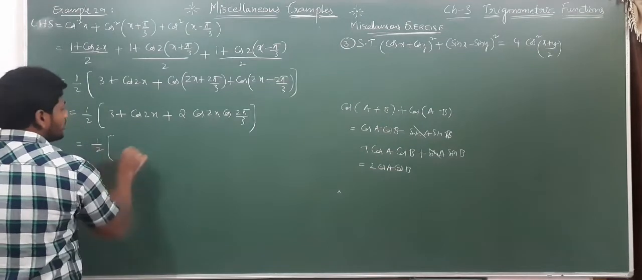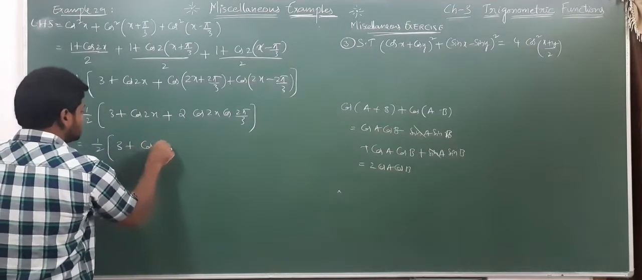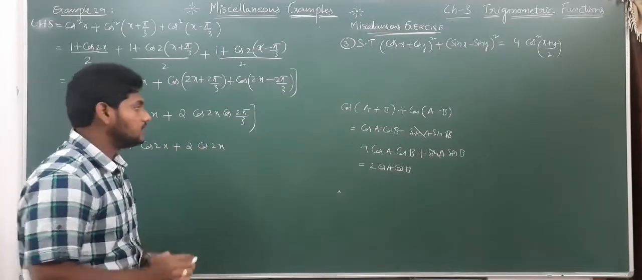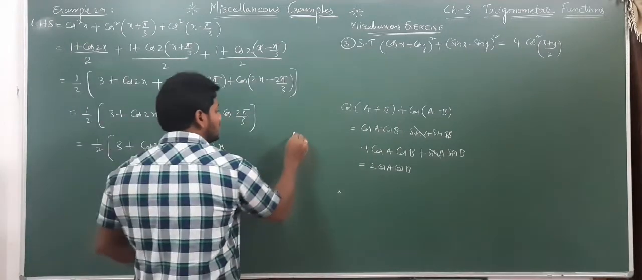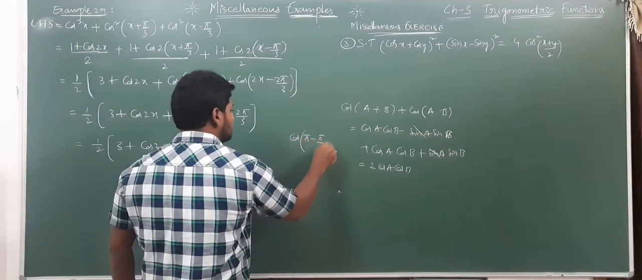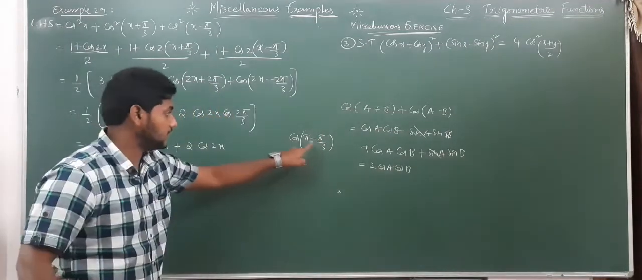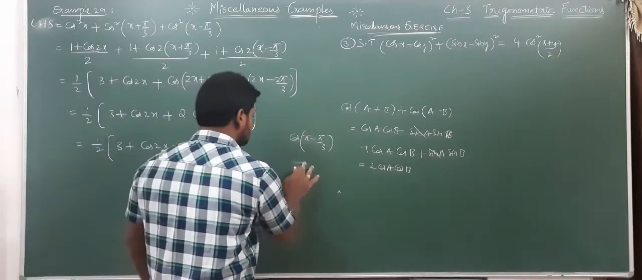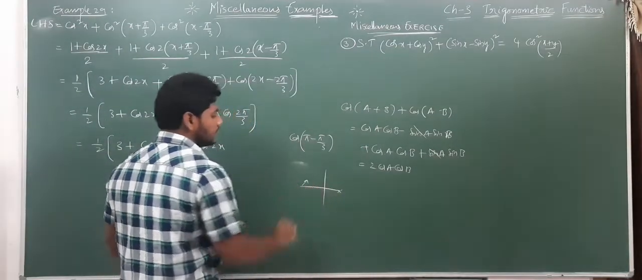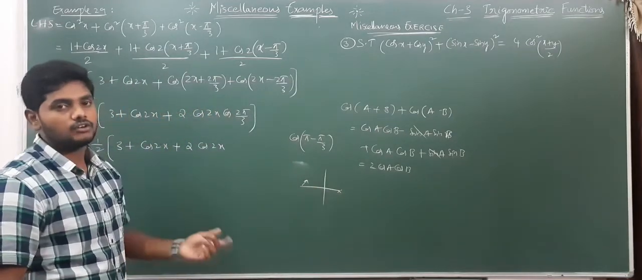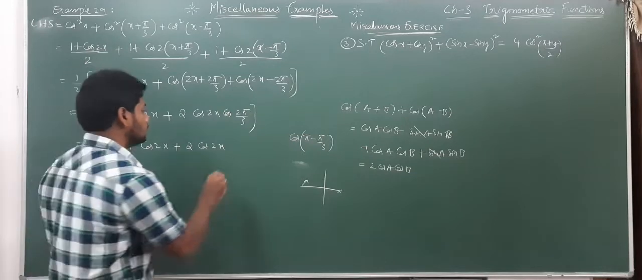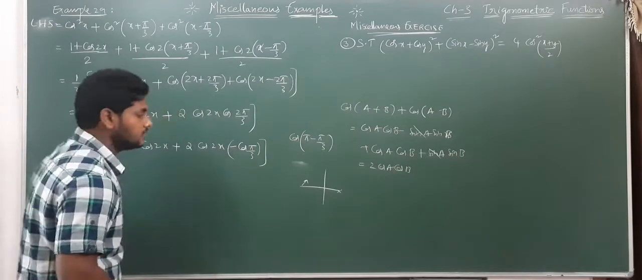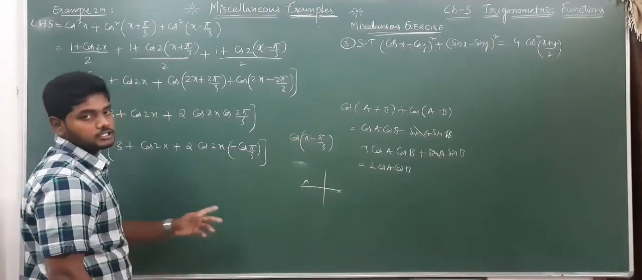In previous problems also I have applied that. That is 3 plus cos 2x plus 2 into cos 2x into cos 2 pi by 3. Cos 2 pi by 3 we can write as cos of pi minus pi by 3. Now, as it is pi minus, which quadrant? Second quadrant. In the second quadrant, is cos negative or positive? Cos is negative, so it is minus cos pi by 3. Do you know the value of cos pi by 3? It is 1 by 2.